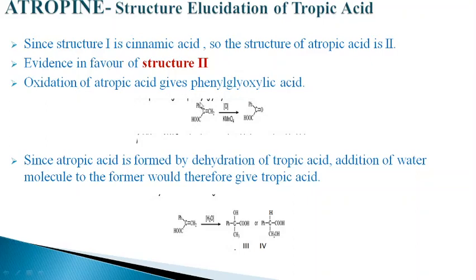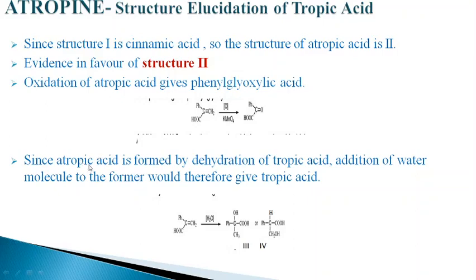So oxidation of atropic acid gives phenyl glyoxylic acid. This is phenyl glyoxylic acid. So structure 2 is atropic acid because on oxidation of this it converts into phenyl glyoxylic acid. Next we come to the structure of tropic acid.